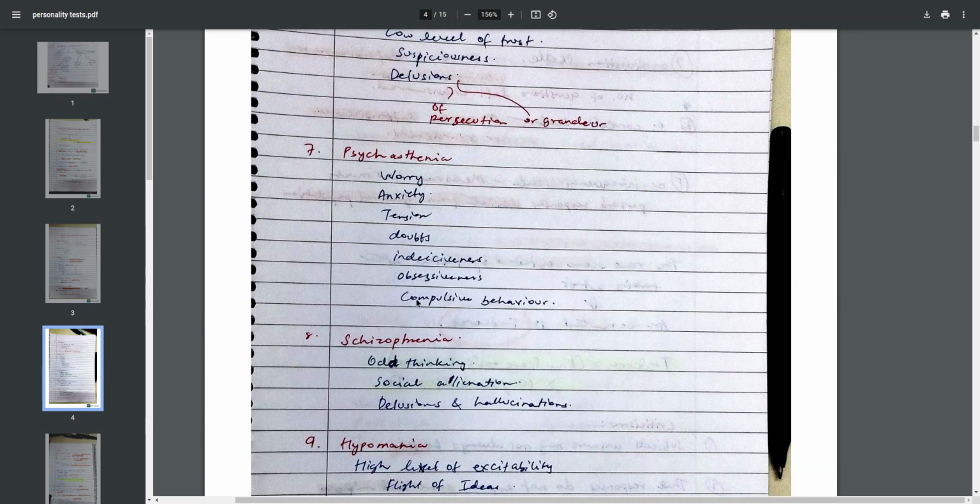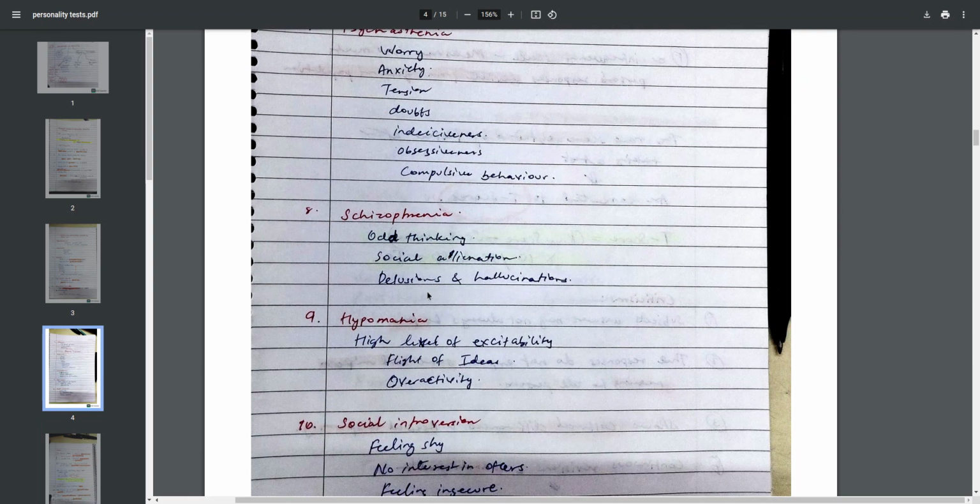Then psychasthenia. These are all the symptoms which are present during exams, like worry, anxiety, tension, doubts, indecisiveness, obsessiveness, and compulsive behavior. Then schizophrenia. We're going to learn about this disorder later on in another chapter. Now, in schizophrenia, odd thinking is present, and social alienation. Schizophrenics isolate themselves, and they also experience a lot of delusions and hallucinations.